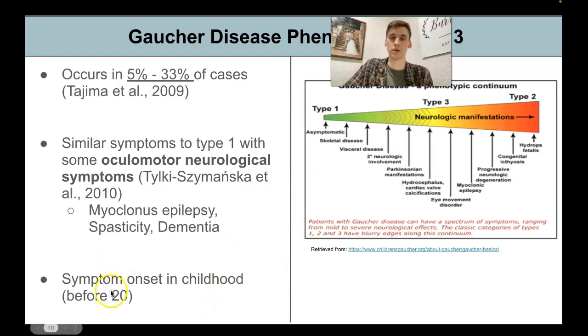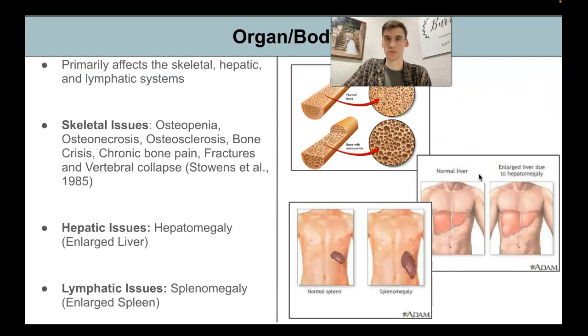And then these symptoms are similar to type 1. They appear sometime before age 20. They can be early, they can be later. And then on the graph here, I just show you the progression of the symptoms. And you can see type 1 has the least aggressive, type 3 is in the middle, and type 2 is the most aggressive of the symptoms.